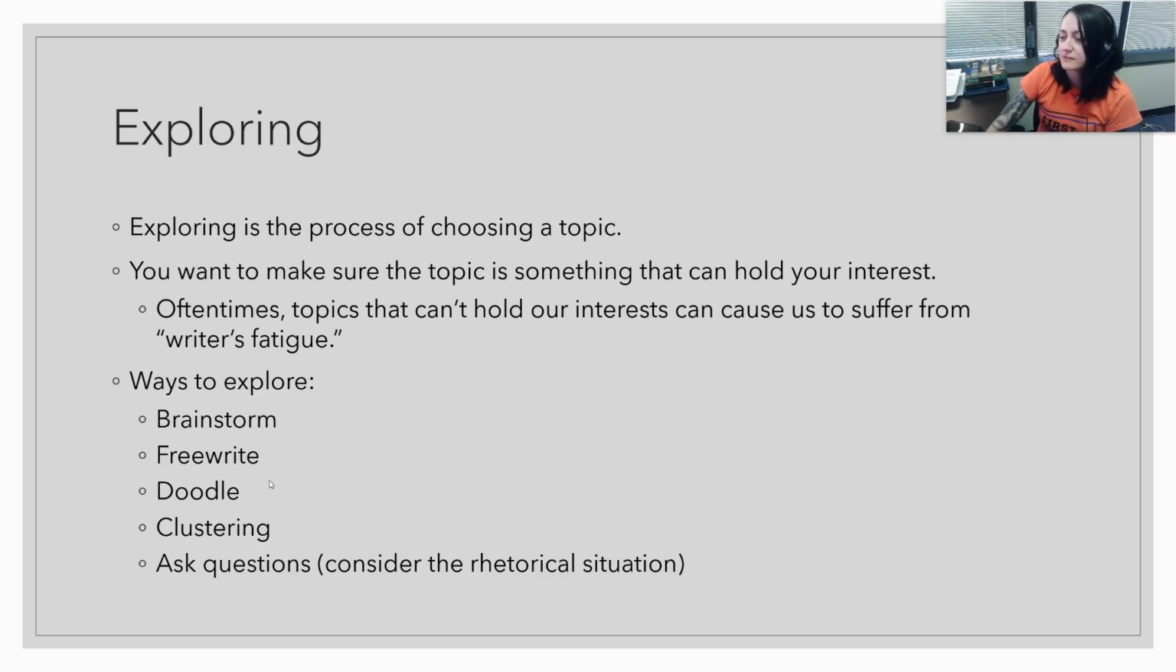And then there's clustering, similar to the brainstorming category. You have a topic and then you cluster ideas around it, and then you break those ideas into smaller ideas and you see how things connect. That's clustering. Another thing you can do in the exploring stage is just to ask questions.